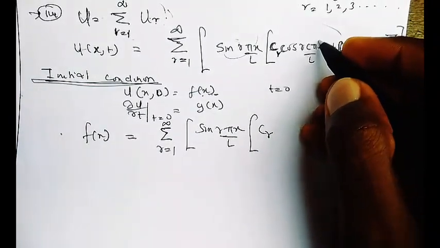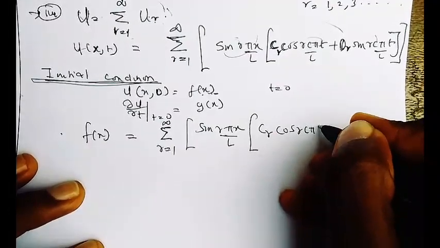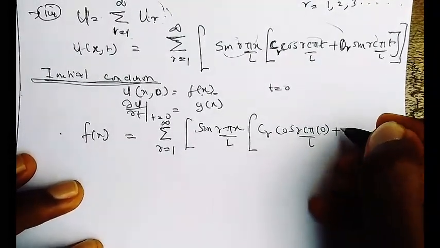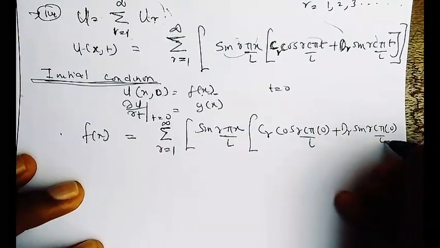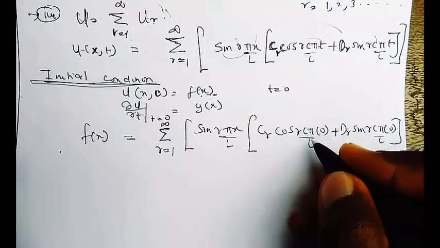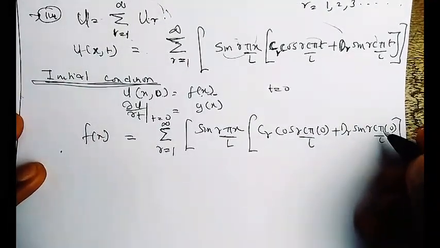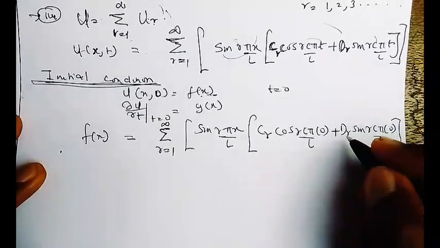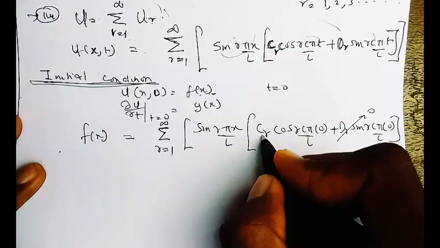So when I put t equals 0 for this one, let me just write it out. This is cos(r c pi times 0 over L), plus d_r sine(r c pi times 0 over L). So when I put 0 here, r c pi over L times 0 is 0, and cos 0 is 1. But when I put 0 here, r c pi over L times 0 is 0, and sine 0 is 0. So automatically this becomes 0, right? So I'm only left with c subscript r.